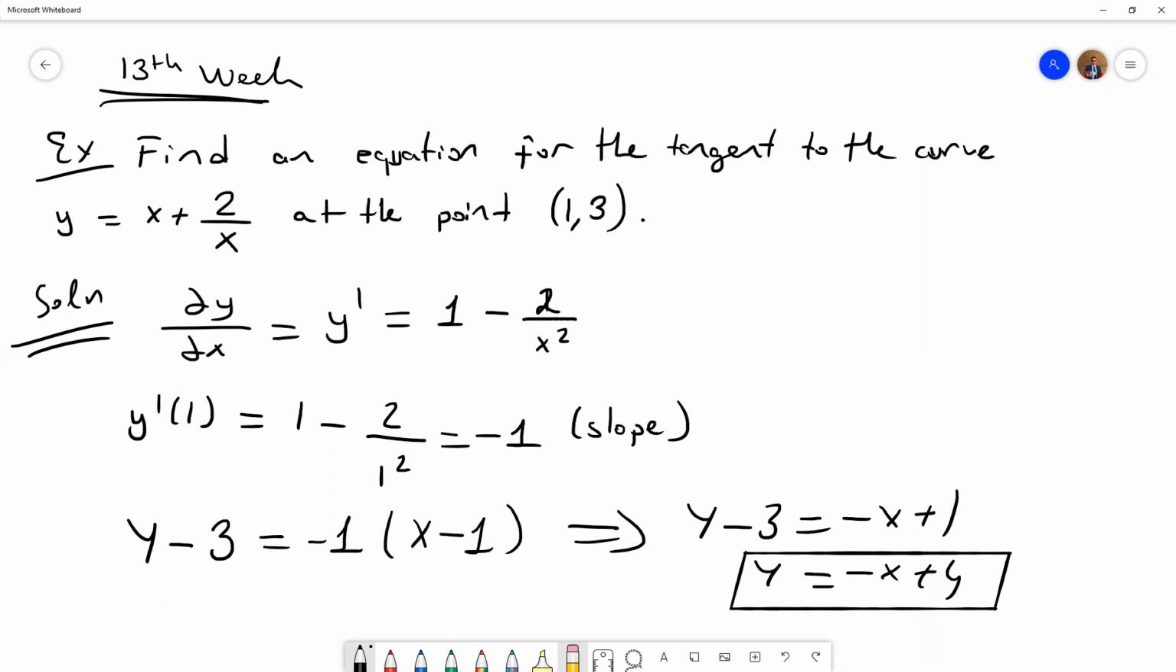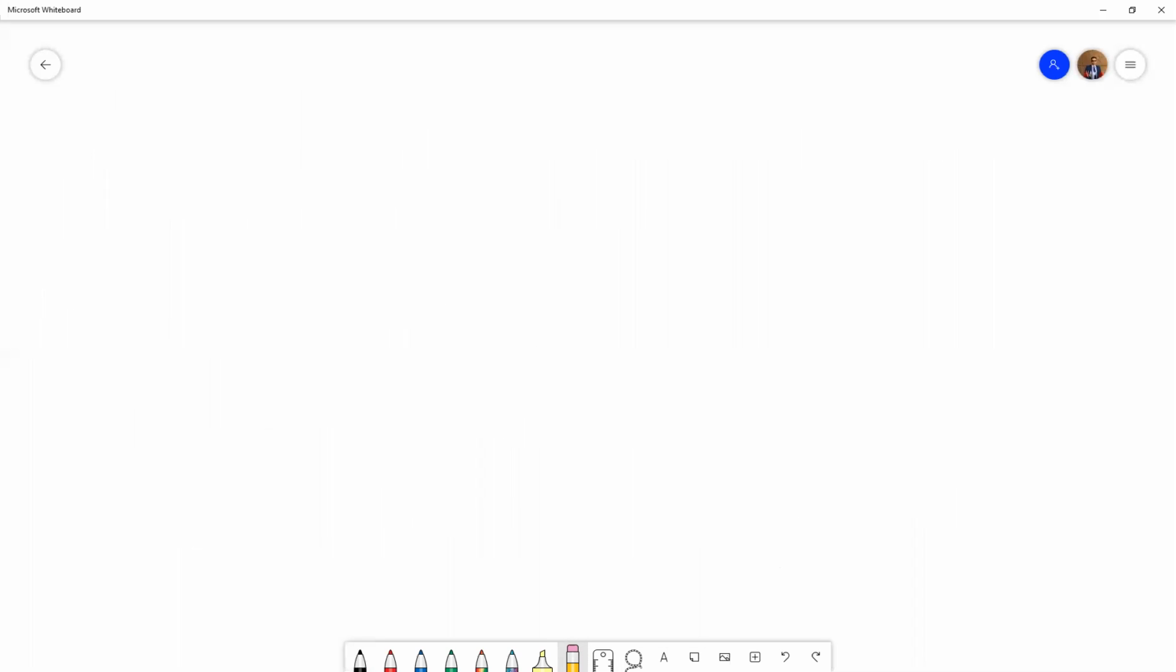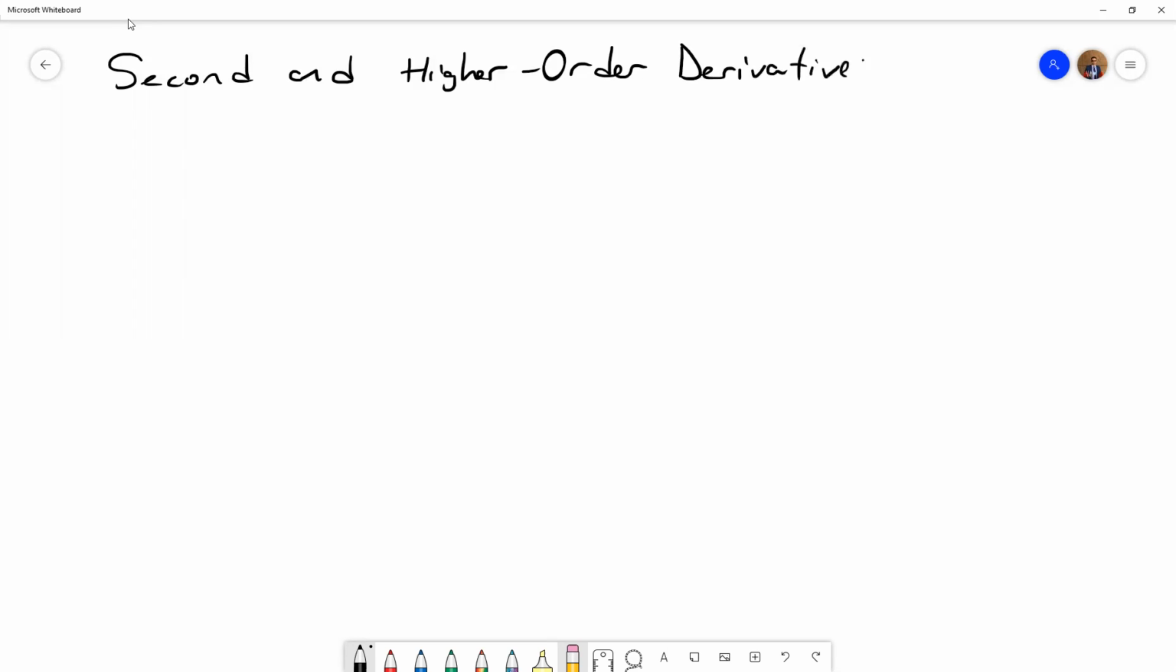Now we have another subject. It is second and higher order derivatives. Let's write it. Second and higher order derivatives. You can do these things by examples. Let's say y is equal to f of x is equal to x to the power 6.